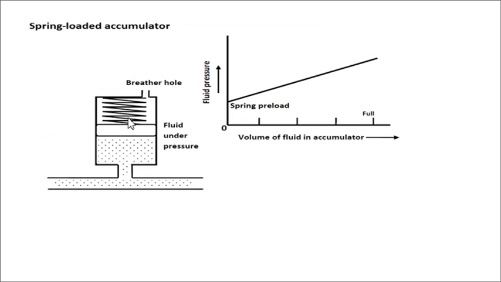Again the same type is there. Instead of weight, if we use a spring, then the fluid has to overcome the tension, the spring force, and it has to compress that spring. So the energy of compression of this spring is nothing but potential energy, and that is stored, and whenever required, the output valve is opened and the spring is allowed to expand, and the high pressure fluid is delivered to the output line.